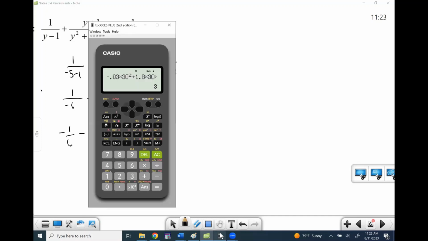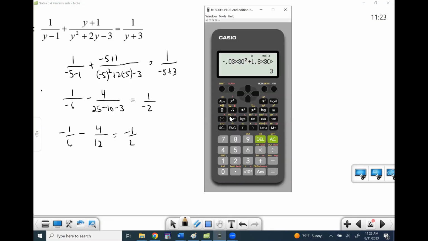So we could probably just go to our calculator. I'm allowing calculators in the class, right? So let's use it. So negative sign, 1/6, and then -4. Oh, I should do this.